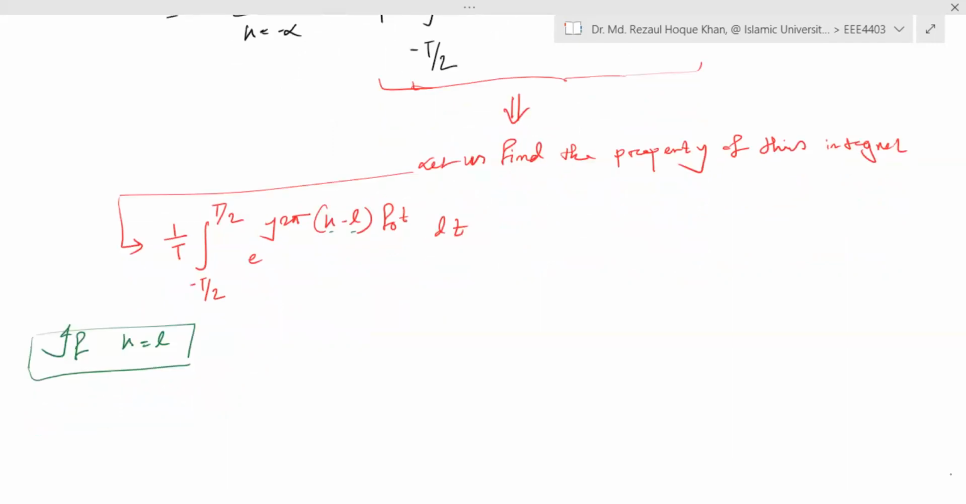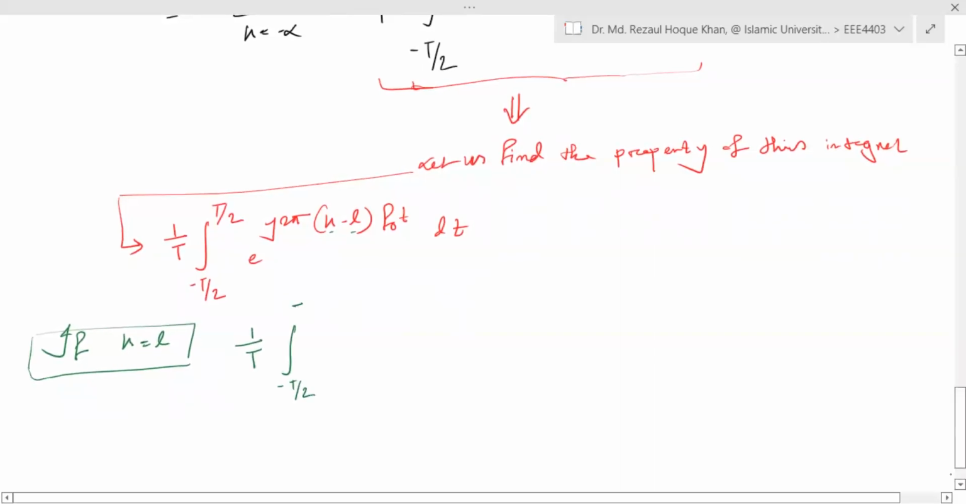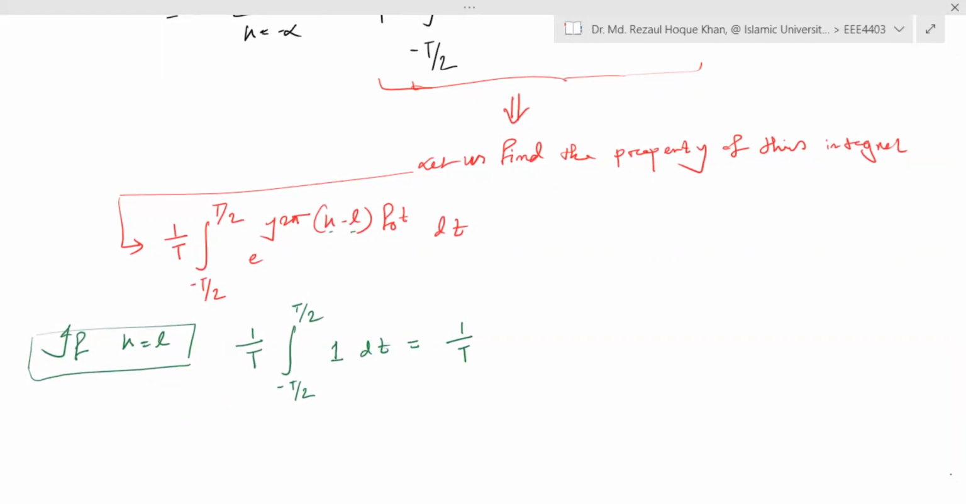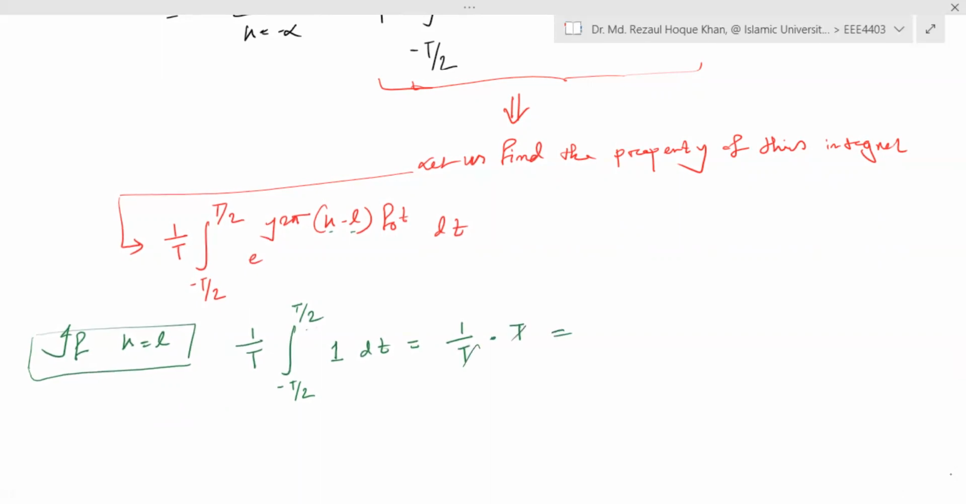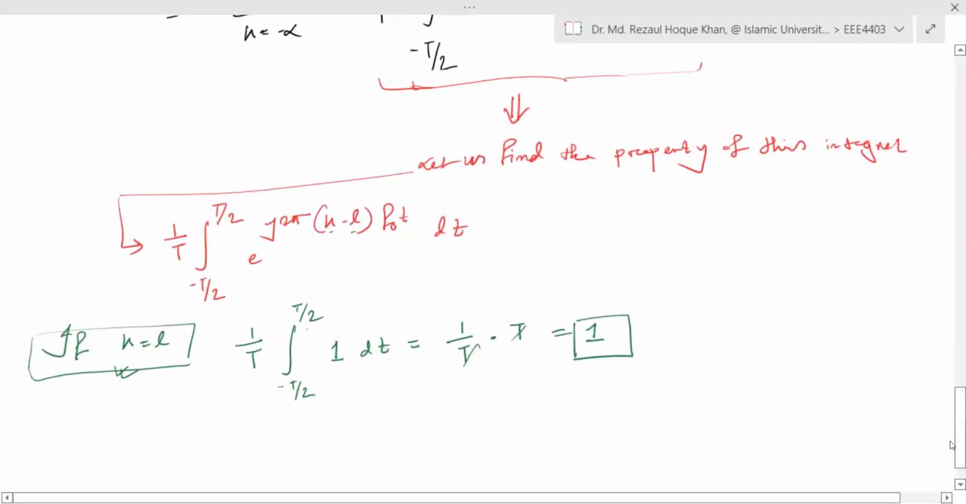So the solution comes as 1 by t, integral from minus t by 2 to t by 2, e to the power 0, so e to the power 0 is 1, dt. Because it's 1 by t now, we put t by 2 minus minus t by 2, which is actually plus t by 2, which is nothing but t. So we can cross it. It's actually 1. So this solution is 1 if k equal to L.